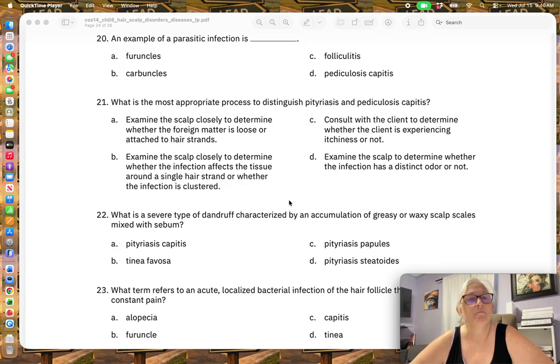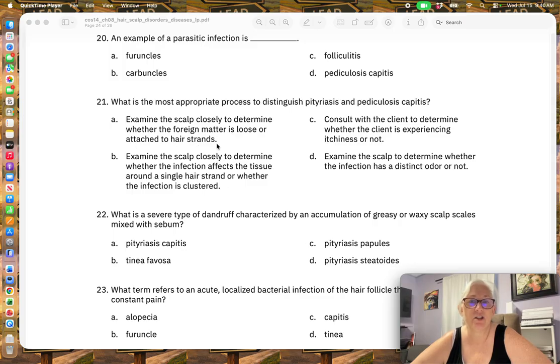Number 21. What is the most appropriate process to distinguish pityriasis and pediculosis capitis? Oh, I'm assuming it's because there's a head lice. All right, let's see. Examine the scalp closely to determine whether the foreign matter is loose or attached to the hair strands. Well, I like that because if they have nits, those are going to be attached to the hair strands. But if they have dandruff, then it's going to be loose, right? It's just some foreign matter on the scalp.